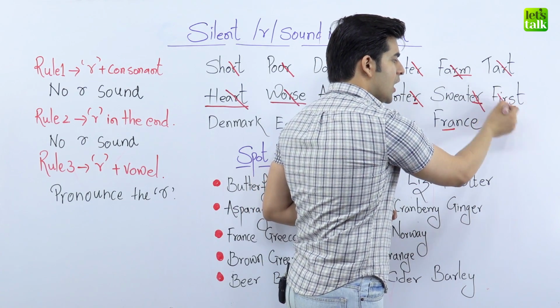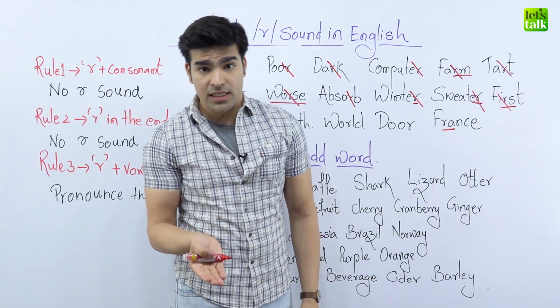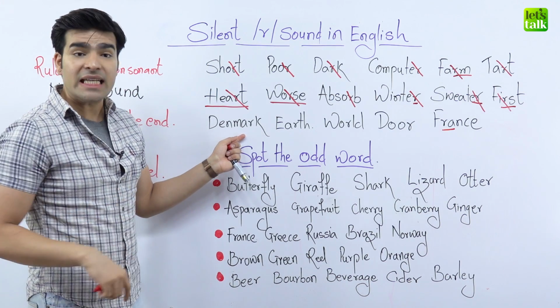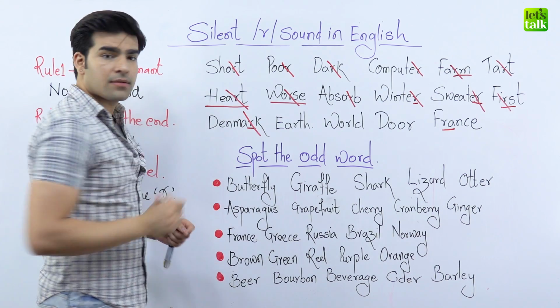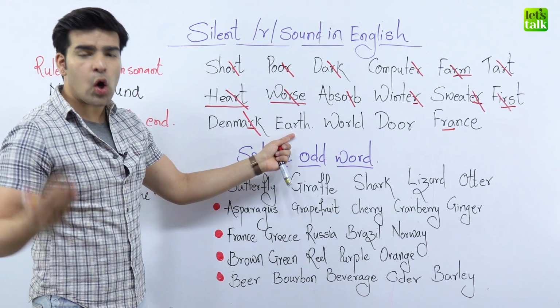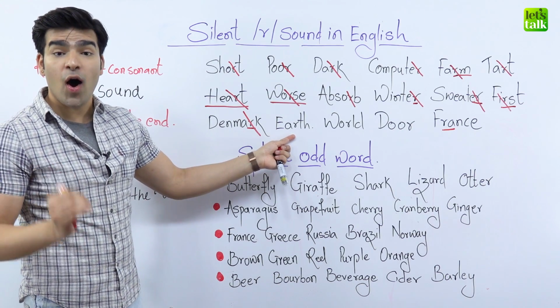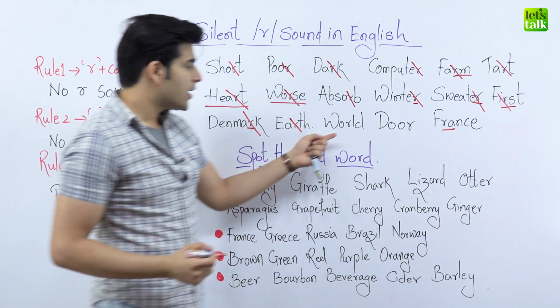First. R followed by a consonant S. First, not with an R sound. And the last list is countries. Denmark. Earth or earth. It is the second one. Earth. One more time. Earth.